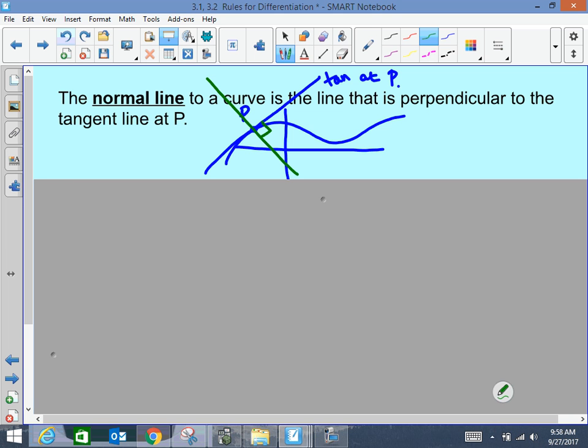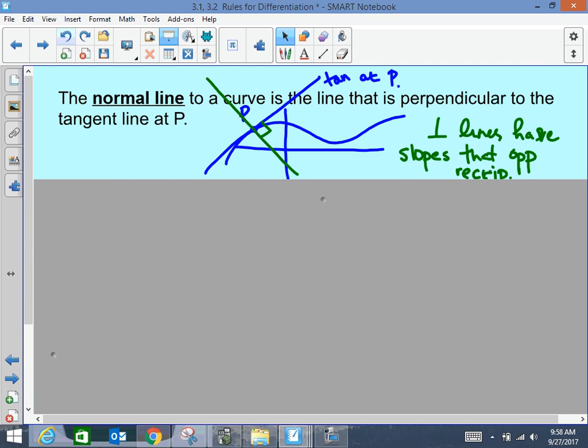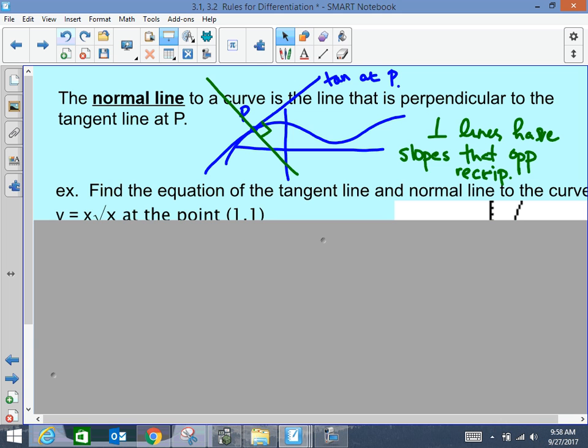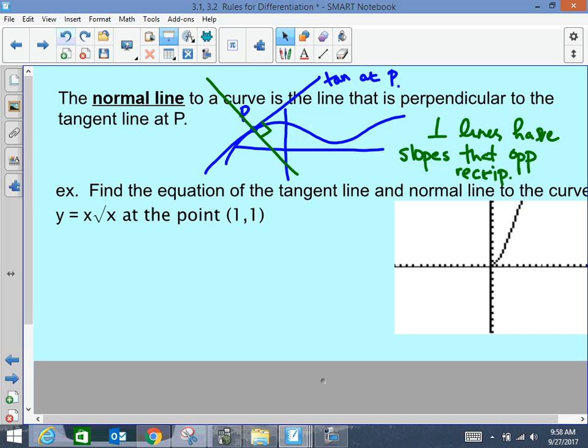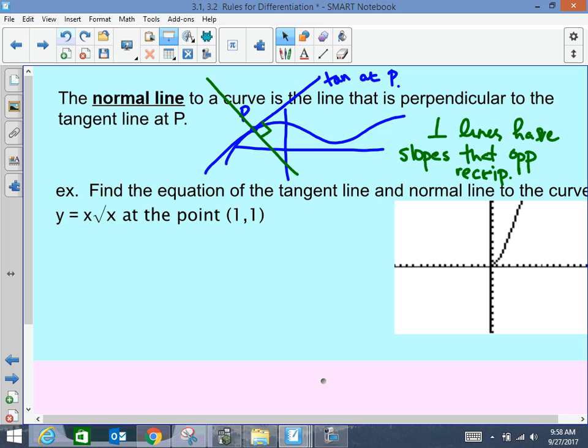Now, what's the relationship between perpendicular lines and their slopes? Negative reciprocals. That's right. Opposite reciprocals. So don't forget, perpendicular lines have slopes that are opposite reciprocals. Okay, so, new application.